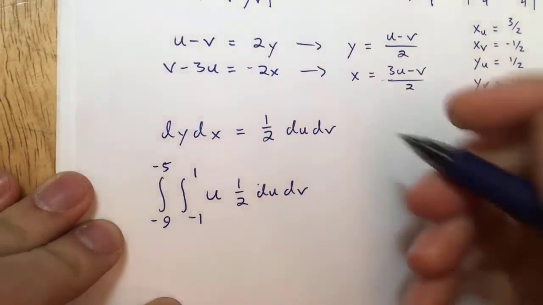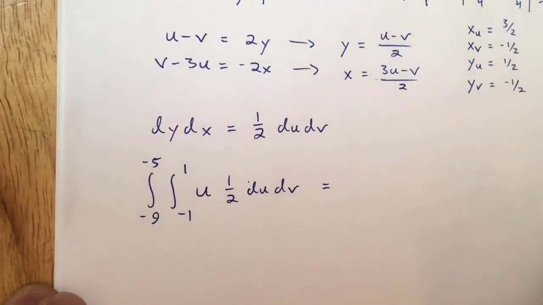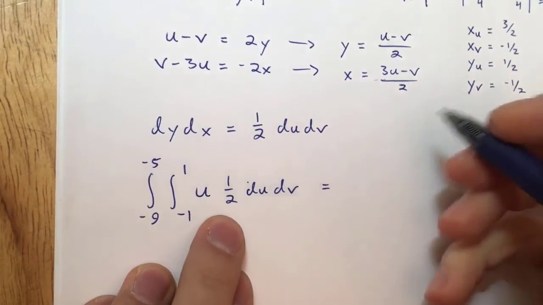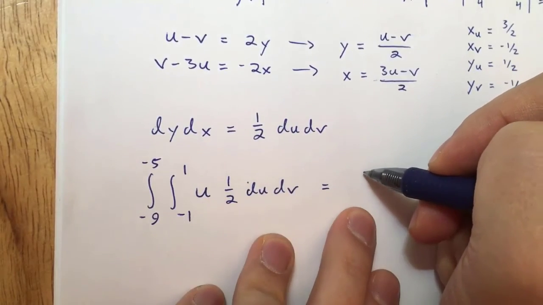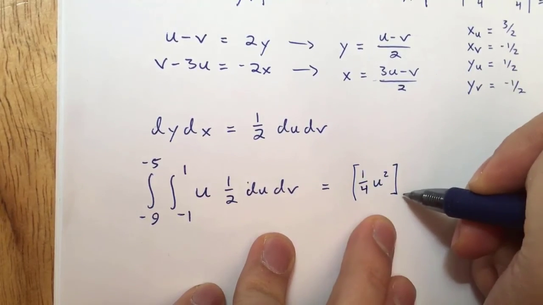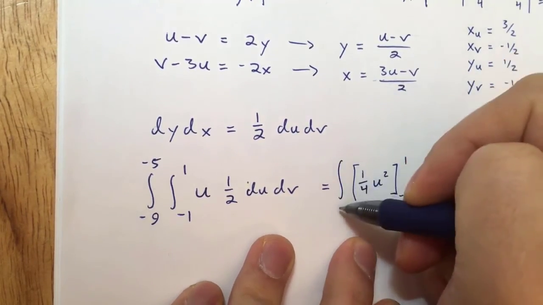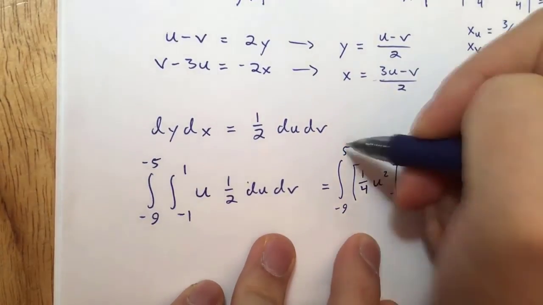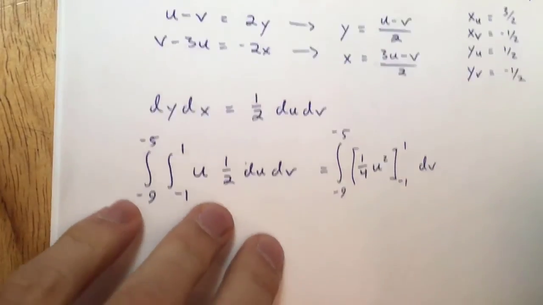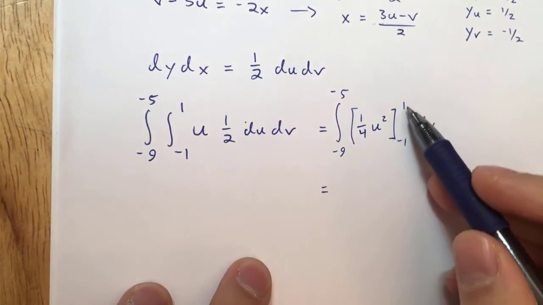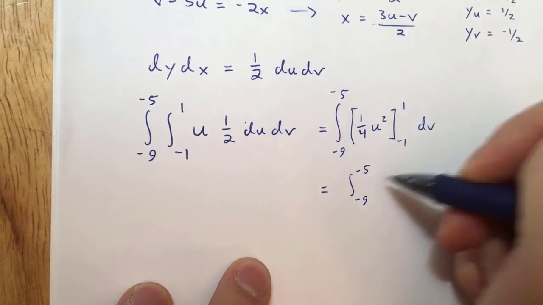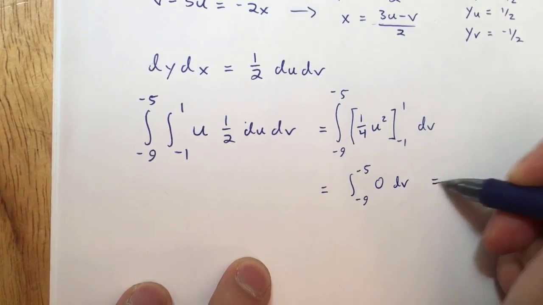And so now we can do this integral, integrating over this nice, easy rectangle. So the antiderivative of 1/2 u, well, that's 1/4 u squared, evaluated from negative 1 to 1. And then we're still going to integrate the dv part, right? You plug in 1, plug in negative 1, subtract, you get 0. So the answer here is 0.